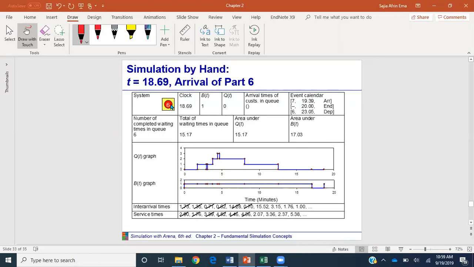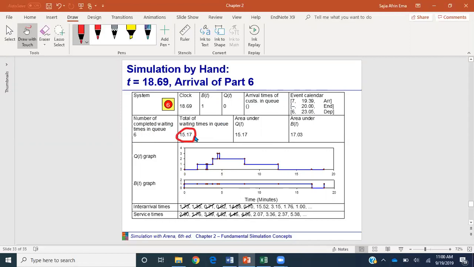Next, we'll see part 6 got in and passed through the queue. Clock the arrival time for part 6. Next arrival is for part 7. Next event is part 7 arrival. All right. And then the number of completed waiting is 6 because part 6 got in and passed the queue.